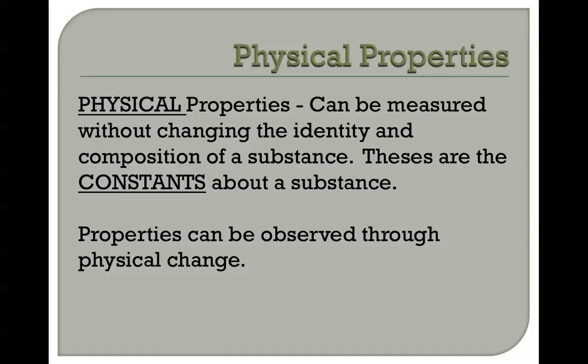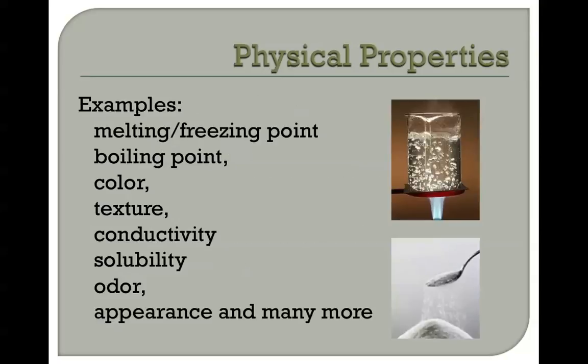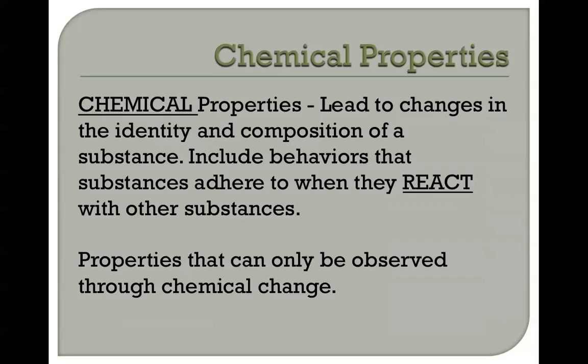Properties can be observed through physical changes, so whether we look at a phase change or other type of change that we'll talk about in concept D. So examples of physical properties can include melting and freezing points, boiling point, conductivity of not just electricity but also heat, solubility, how well it dissolves in a specific type of liquid, and then some other ones such as color, texture, odor, and appearance, and many more.